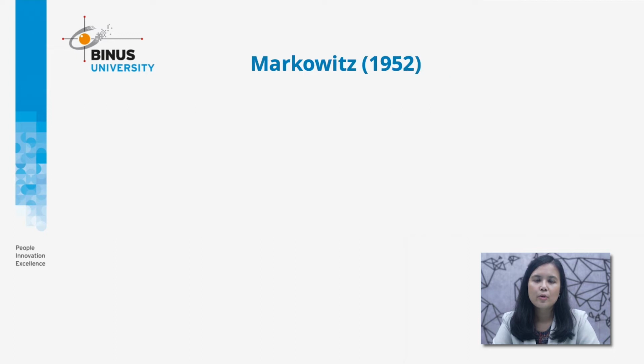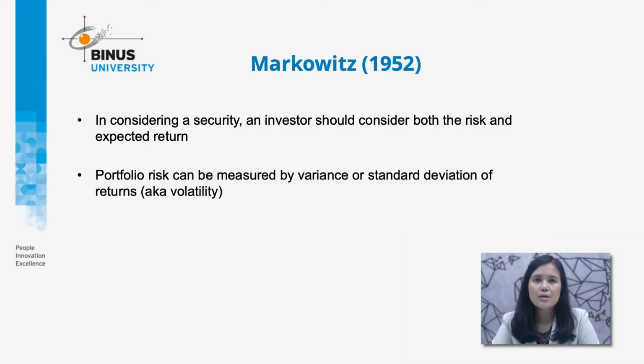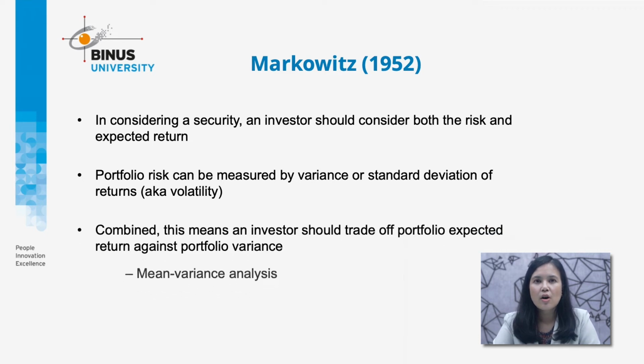Let's discuss the Markowitz Theory from 1952. In considering a security, an investor should consider both the risk and expected return. The Markowitz model is thus a theoretical framework for analysis of risk and return and their interrelationships. He used statistical analysis for measurement of risk for selection of assets in a portfolio in an efficient manner. His framework led to the concept of efficient portfolios. Portfolio risk can be measured by variance or standard deviation of returns. Combined, this means an investor should trade off portfolio expected return against portfolio variance.